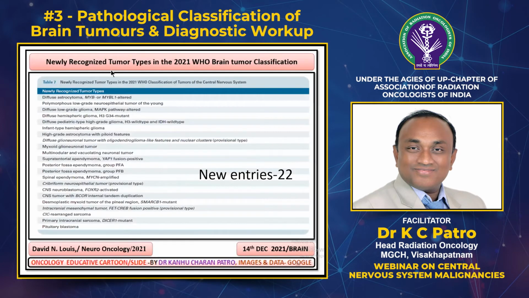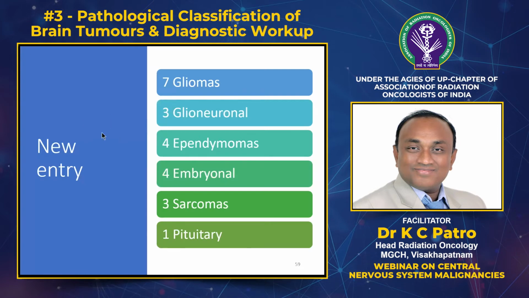These are the new entries in the 22. These are the new tumors entered in the WHO 5th edition classification. Some examples: diffuse astrocytoma, MYB or MYBL1 altered, polymorphous low-grade neuroepithelial tumor of the young, and diffuse low-grade glioma, MAP kinase pathway altered. These are among the various new 22 entries into the classification. Of these 22, 7 are new gliomas, 3 glioneuronal tumors, 4 ependymomas, 4 embryonal tumors, 3 sarcomas, and 1 pituitary tumor, that is pituitary blastoma.